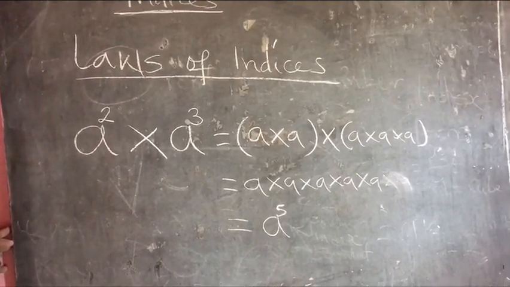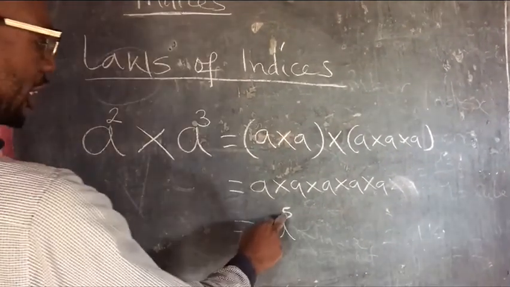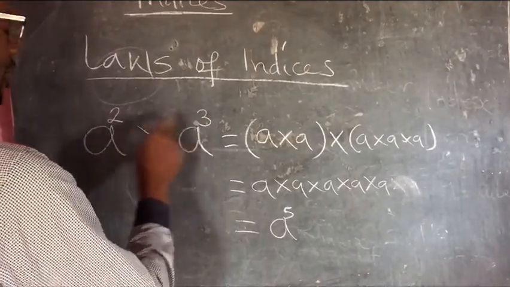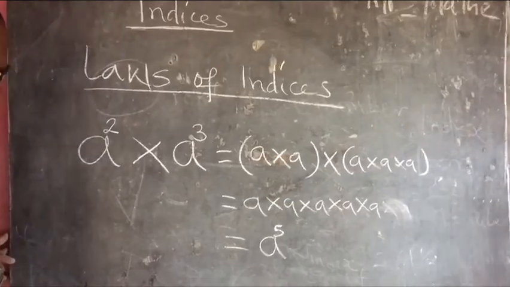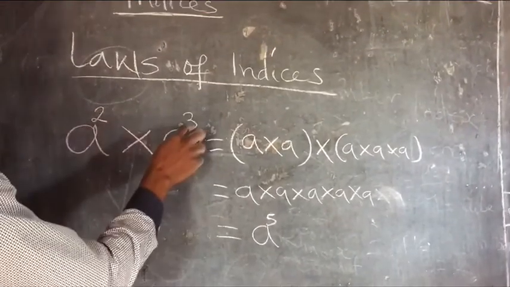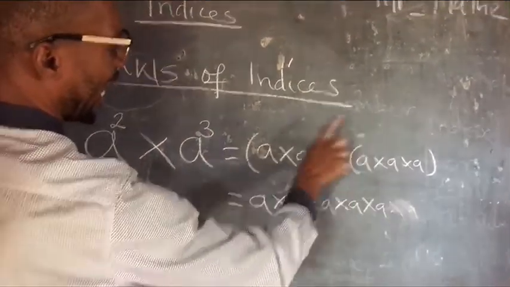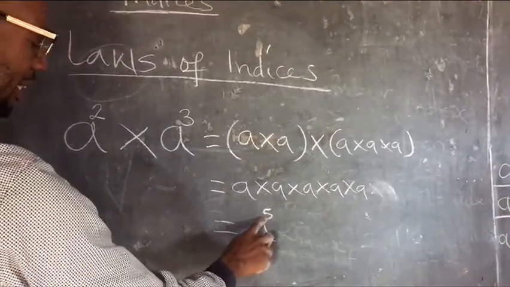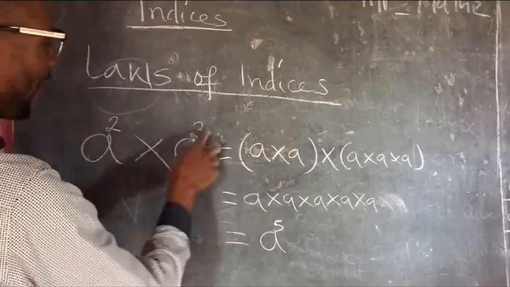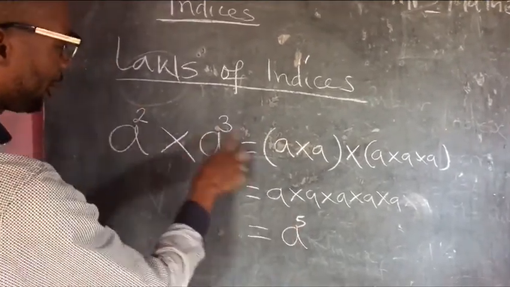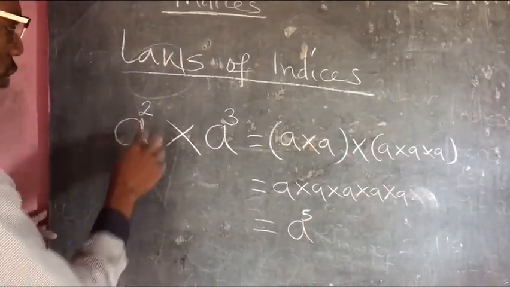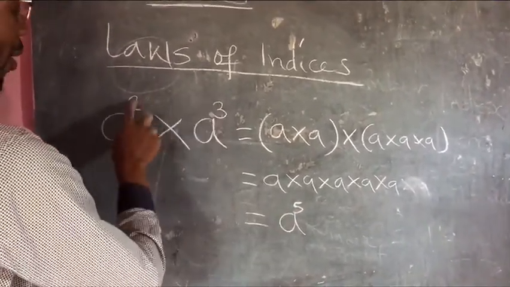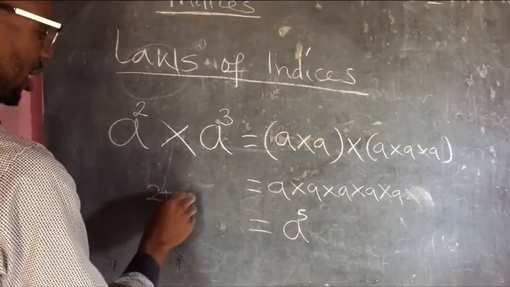Now, what can we notice? Notice the relationship between these indices, or between the exponents, the powers. Now you see, as we can analyze them like this with algebra, these two powers have a relationship. So if we form a shortcut, what is the relationship? To get this answer, we add the powers. If I take 2 plus 3, I get 5.